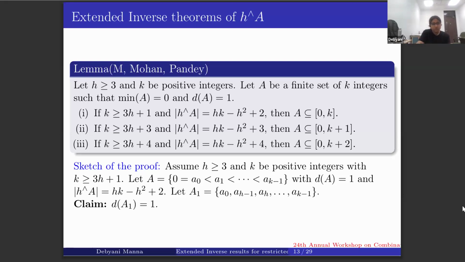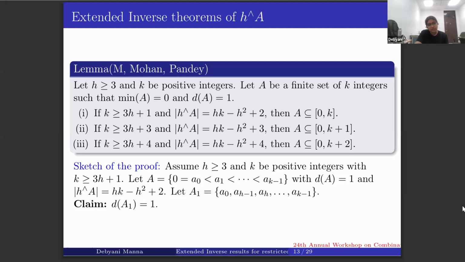So here I am giving you a sketch of this proof. Particularly for case 1, when k is greater than or equal to 3h + 1 and the cardinality of h^A is equal to hk - h^2 + 2, we will prove that A is a subset of a (k + 1)-term arithmetic progression. So let us assume that h is greater than or equal to 3 and k is greater than or equal to 3h + 1, and we take A1 as {a_0, a_{h-1}, a_h, and so on, up to a_{k-1}}. Basically, we are removing the elements a_1 to a_{h-2}.